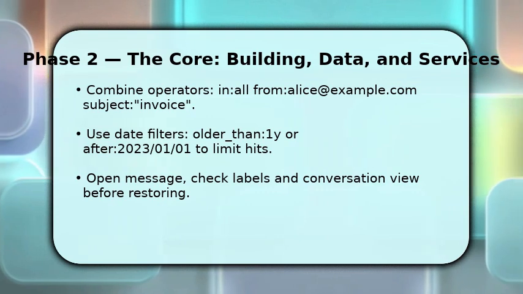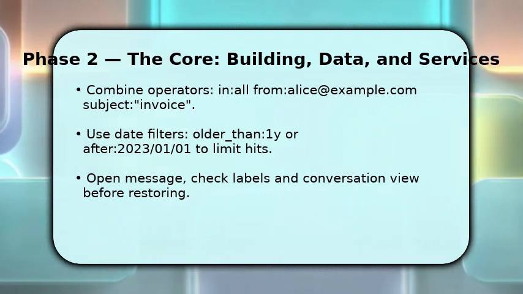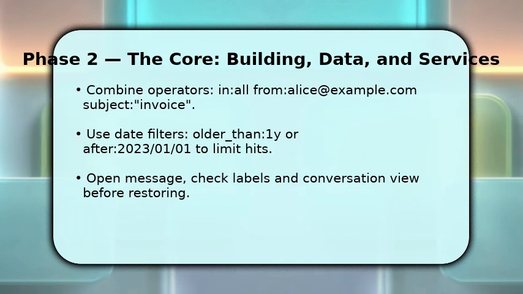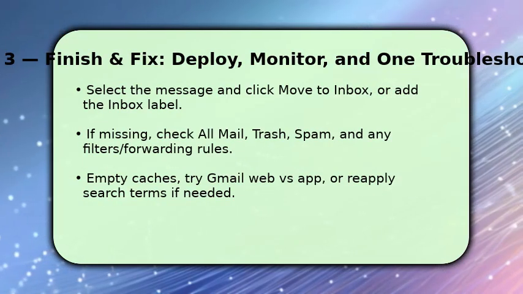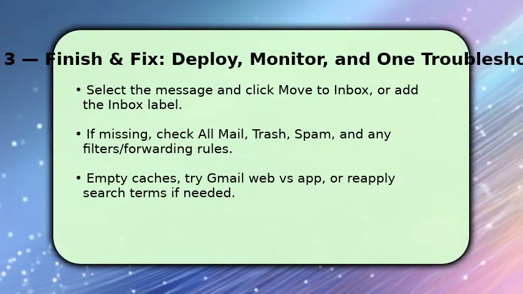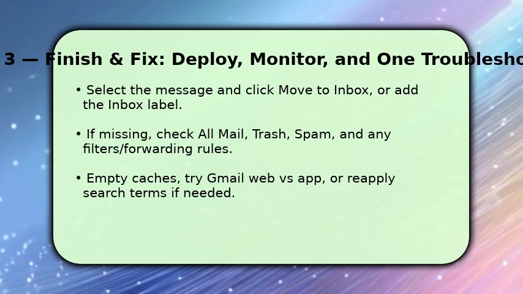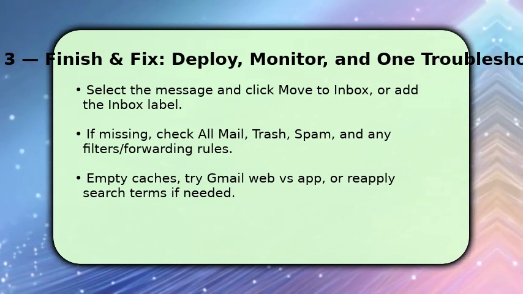To return an archived email to the inbox, select it and click Move to Inbox or add the inbox label. That's the action that restores visibility. If you can't find it, check All Mail, Trash, and Spam, and review filters or forwarding rules that might auto-archive.